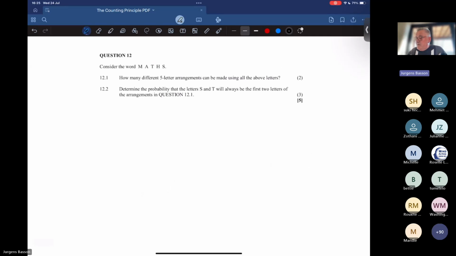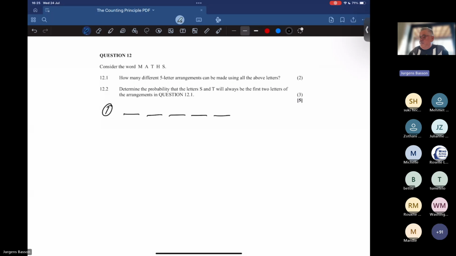This little question where the word is maths. The first time I looked at this question, I thought, wow, looks quite boring, until I started to read that second one. But let's do the first part. We've got 5 letters available. They're different. They can't repeat. And they say how many different 5-letter arrangements can be made using all the above letters. And I think you will now be able already to tell me mentally the answer.